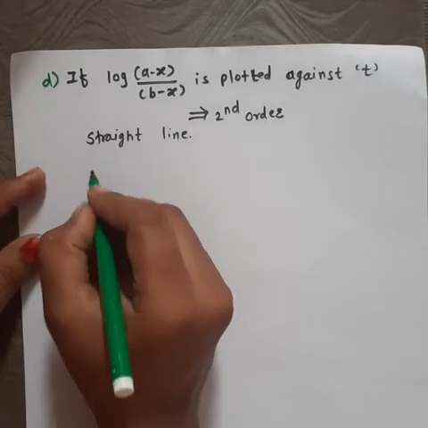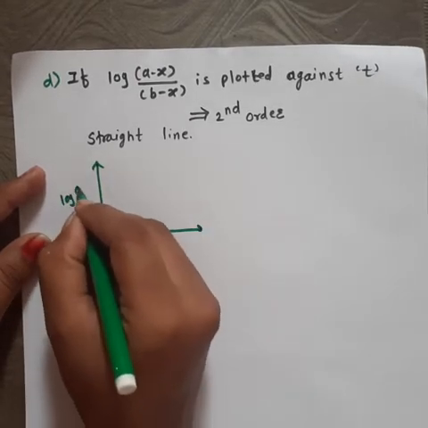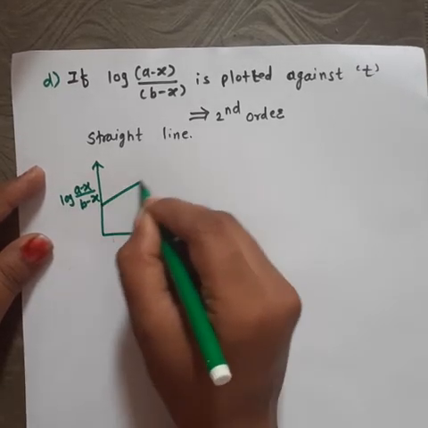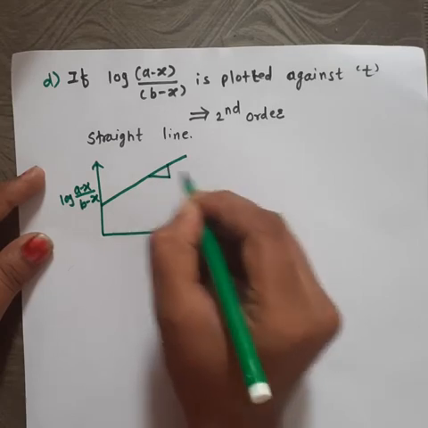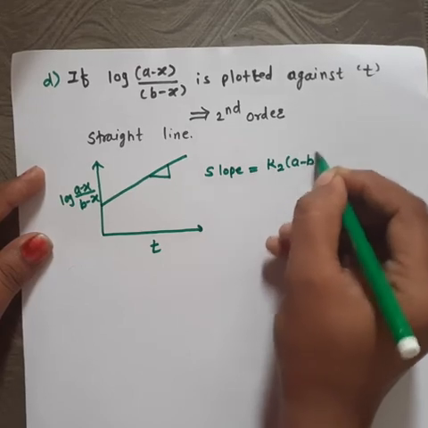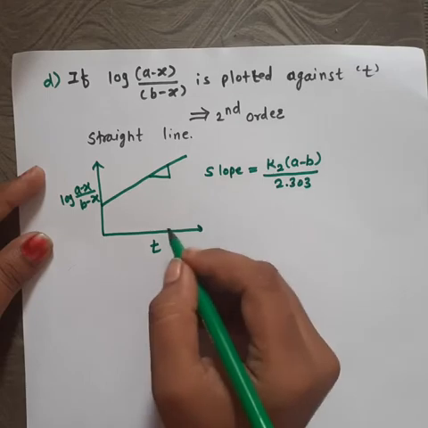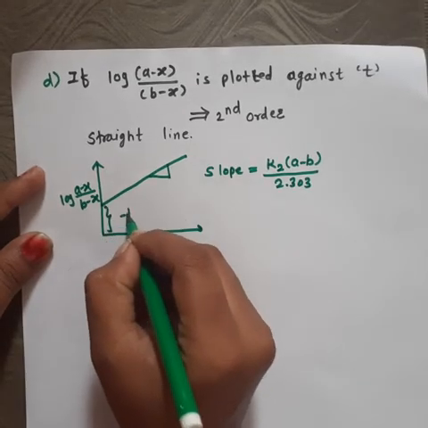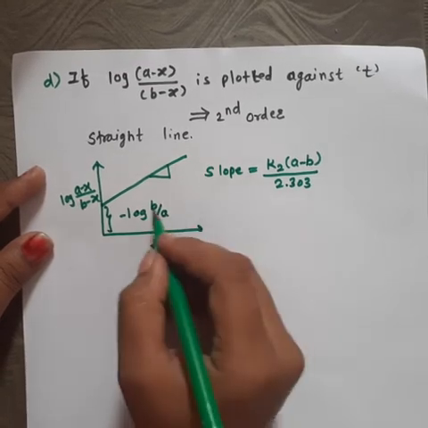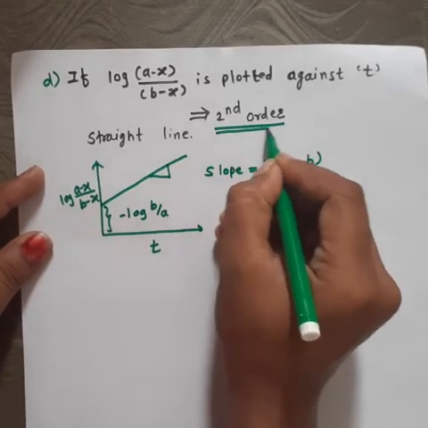So what is the plot for this? Log of (a minus x) upon (b minus x) versus time is plotted. We got a straight line having slope equal to k into (a minus b) divided by 2.303, and the y-intercept is equal to minus log of b upon a. That was a negative intercept. So from that we can say that this reaction is a second order reaction.